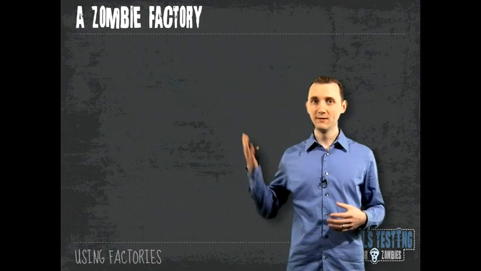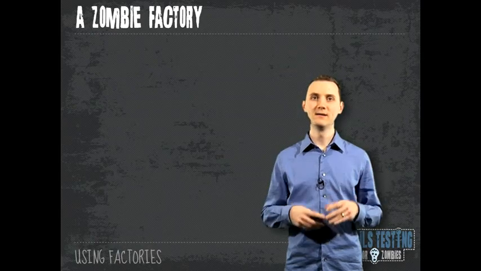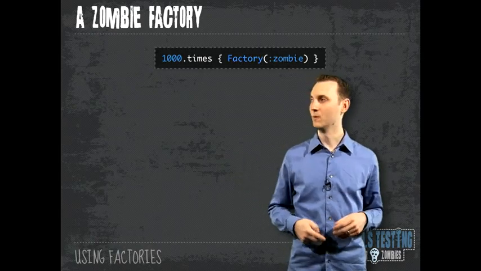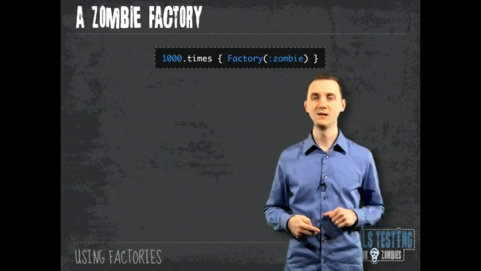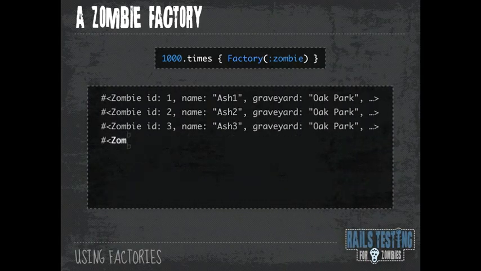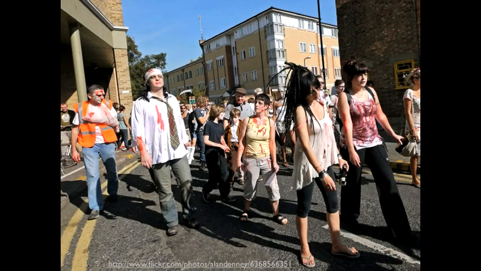That means that we could do something like this. We could say, in this test, we need 1,000 zombies. So we'll say 1,000 times, give me a zombie, which will create a new saved zombie each one of those times. So you're going to see zombie1, ash1, zombie2, ash2, zombie3, ash3, 4, 5, 6, up to 1,000. And that means we now have a zombie factory.